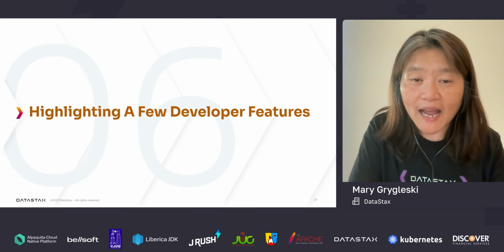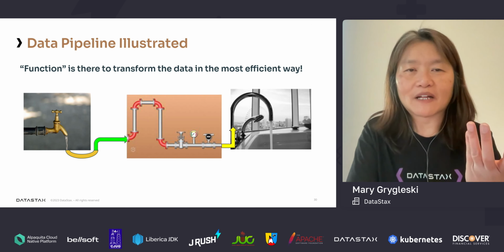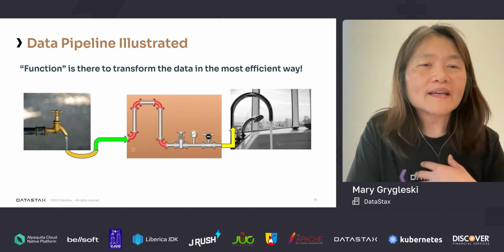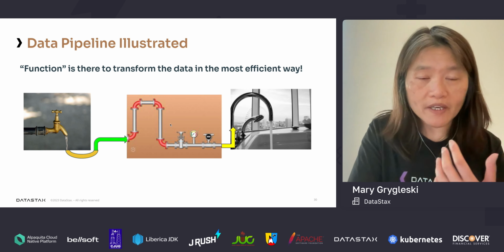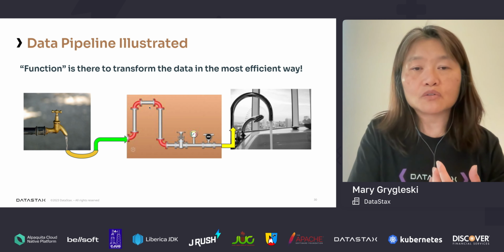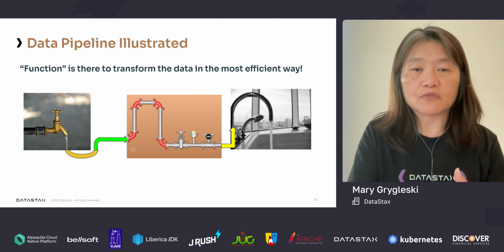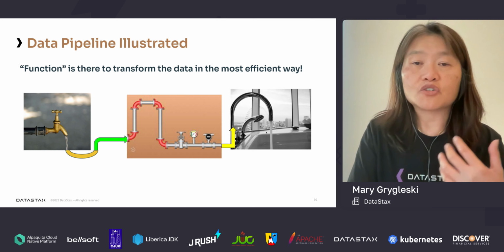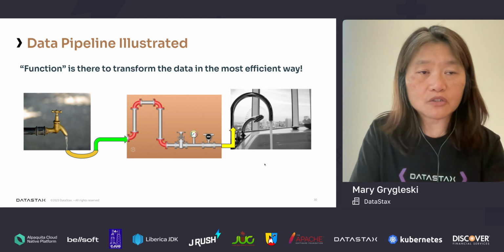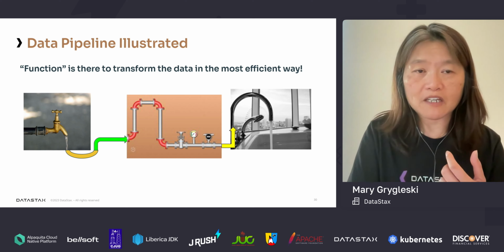So, highlighting a couple of developer features. Here is a data pipeline illustrated. Think of water, like data, flowing through the pipeline, and then it goes through a Pulsar function for the transformation, very efficient and lightweight. And then it comes out on the other end to your sink. That's the idea. So we use a function in there to do the transformation.